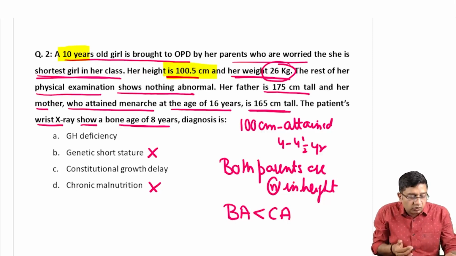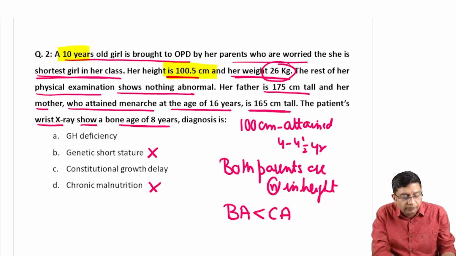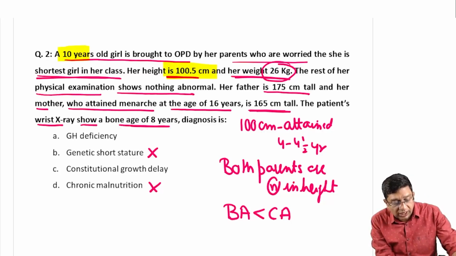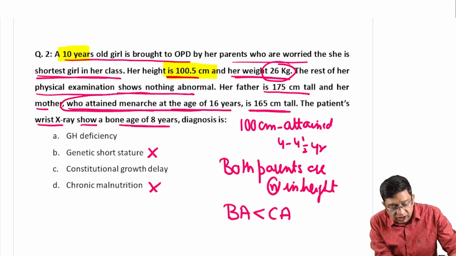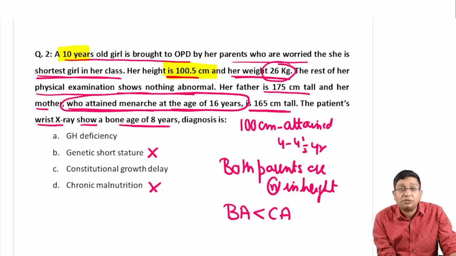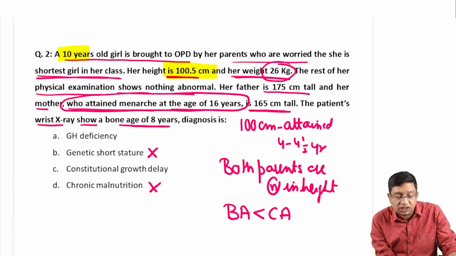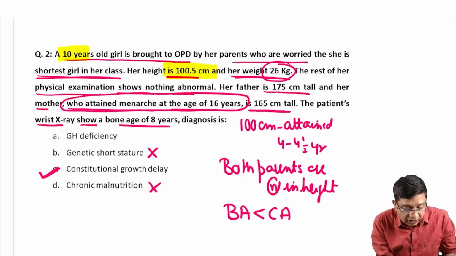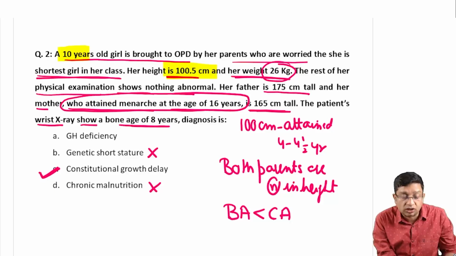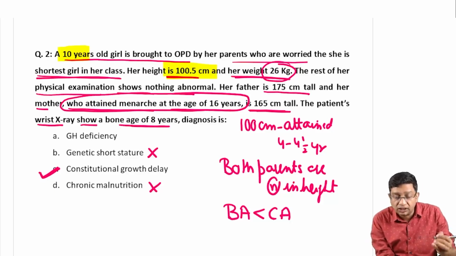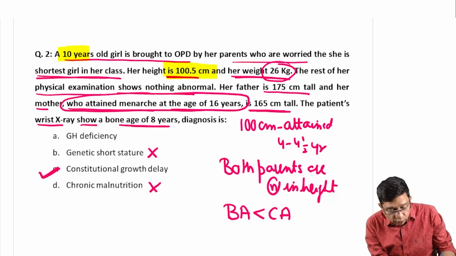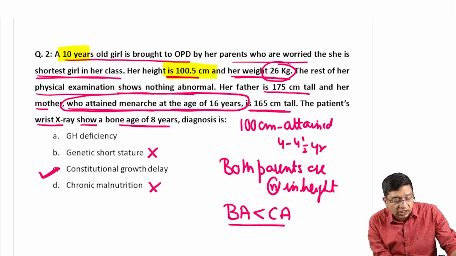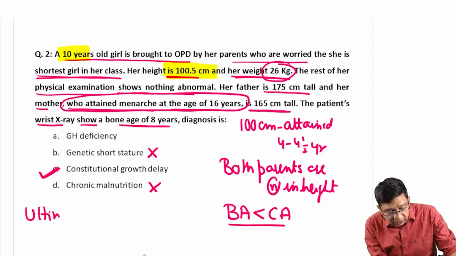Right. Now we come to the two things, whether it is growth hormone deficiency or constitutional growth delay. As there is a history of delayed puberty in the mother, who attained menarche at the age of 16 years, we basically take it as constitutional growth delay. So this is most likely a case of constitutional growth delay, where all the findings are there. Both parents are normal in height, bone age is less than chronological age, and you need to remember here that the ultimate or final height is normal.